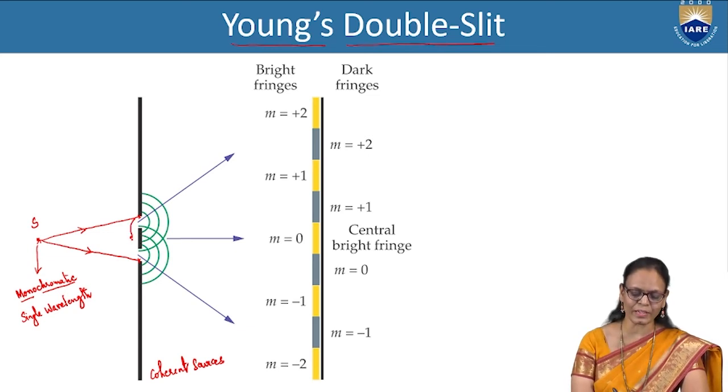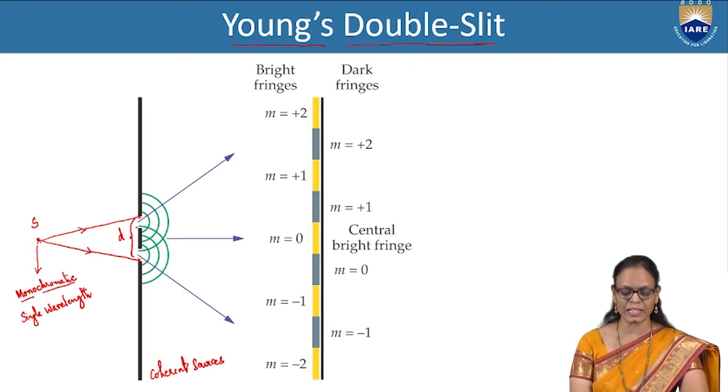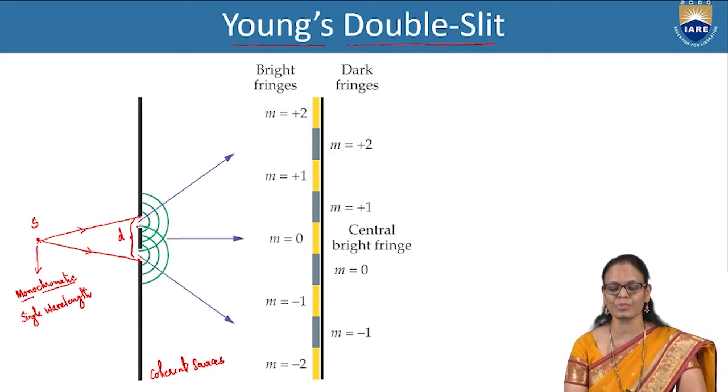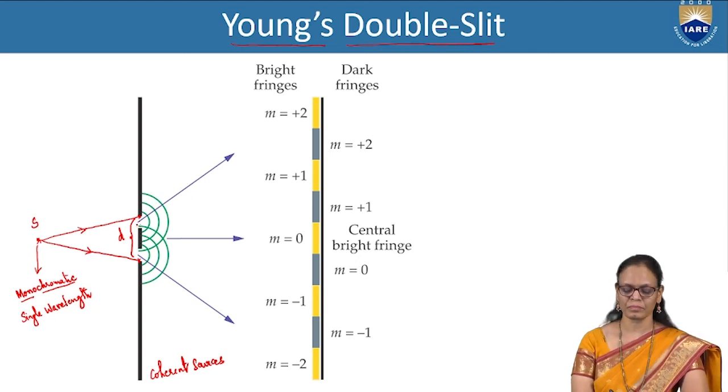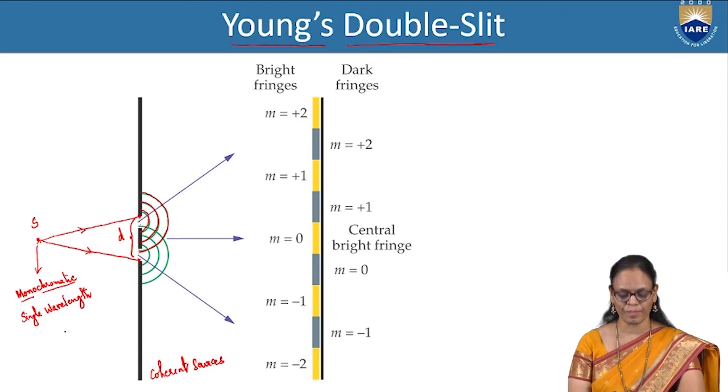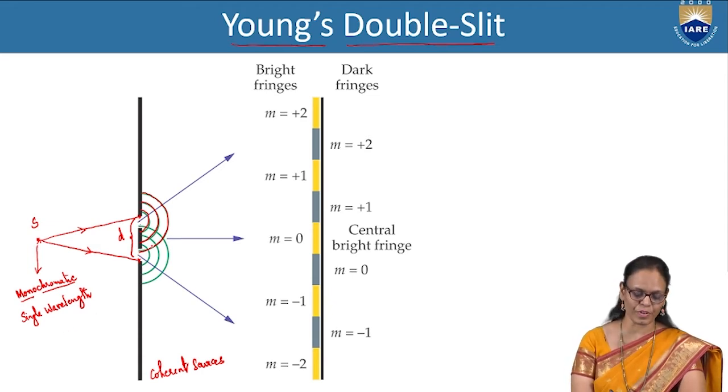Now, the distance between these two slits is considered as small d. Small d is the distance between the two slits. Now, the light that reaches this slit, as we have seen in Huygens principle, each point on this will act as a secondary source and sends out secondary wavelets. So these are the waves that are coming from the first slit, and we also have waves coming from the second slit. These are the waves coming from the second slit.